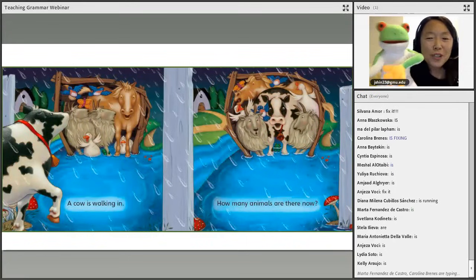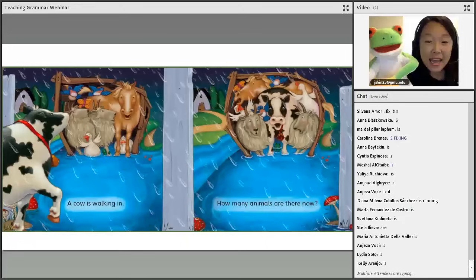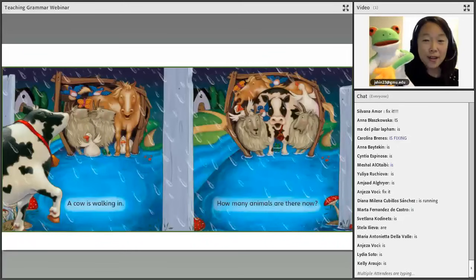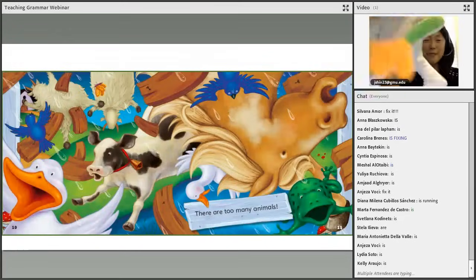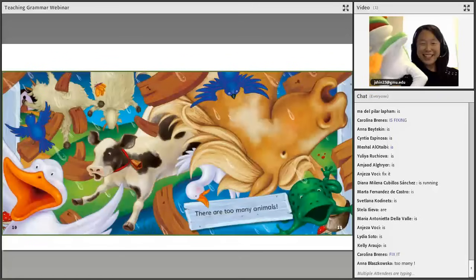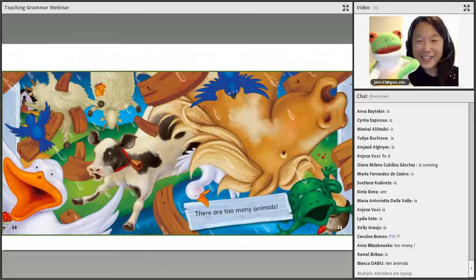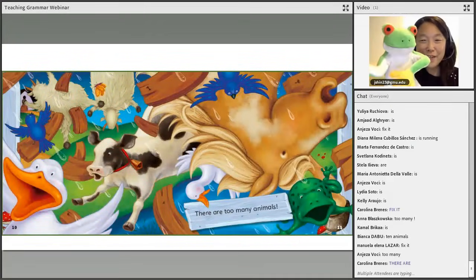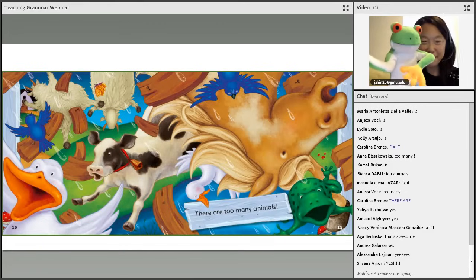A cow is walking in. How many animals are there now? Too many animals. Did you enjoy my story? Thank you for helping me fix it.